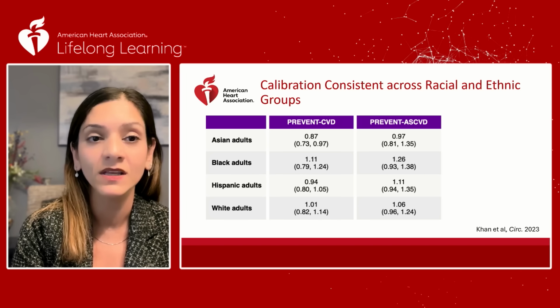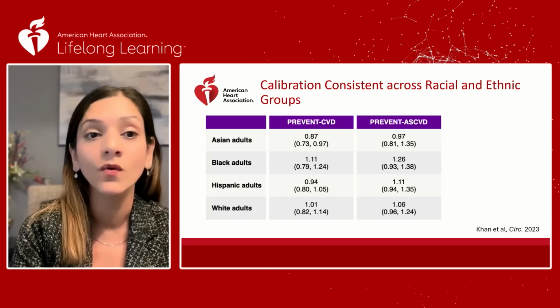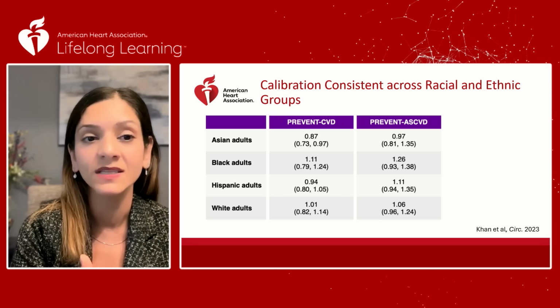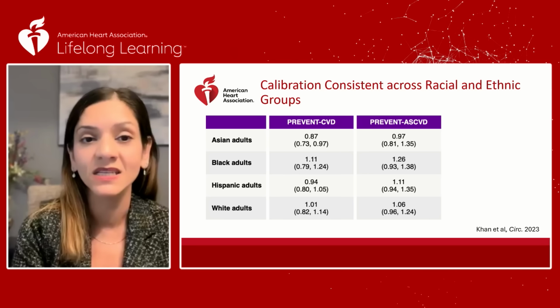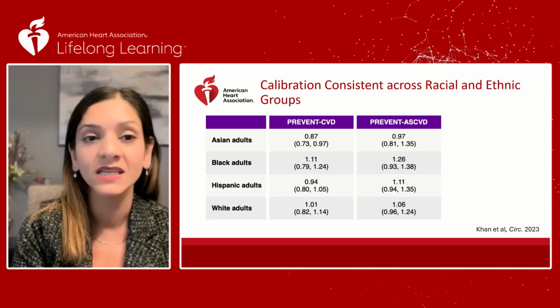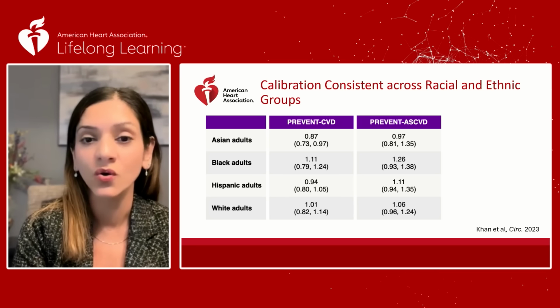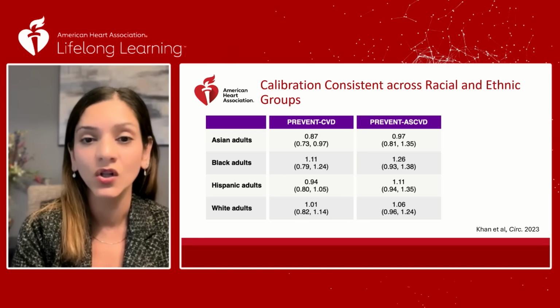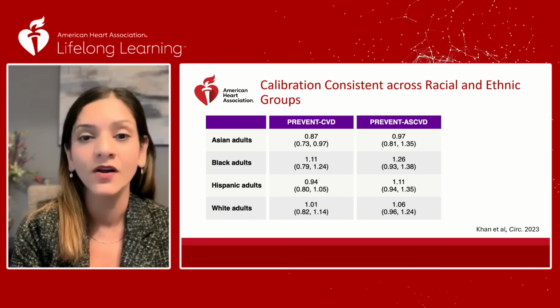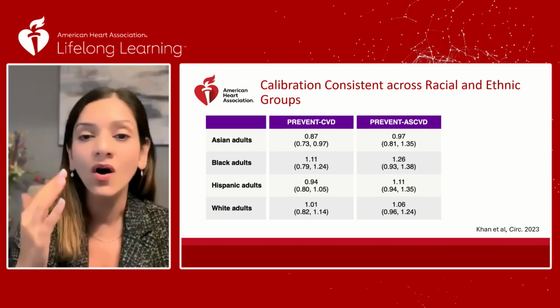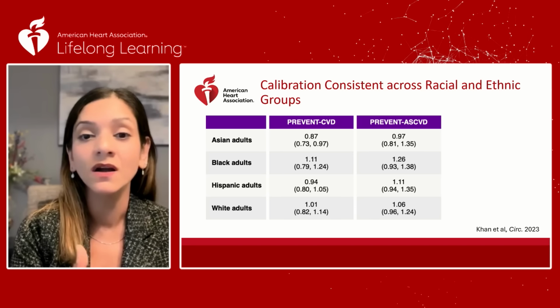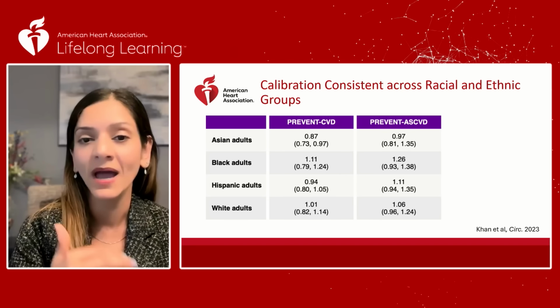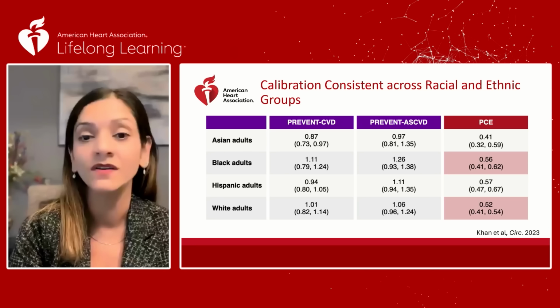You see here the calibration estimates for Asian adults, Black adults, Hispanic adults, and white adults, both for PREVENT CVD and PREVENT ASCVD, the two outcomes being total cardiovascular disease, including atherosclerotic cardiovascular disease, as well as atherosclerotic cardiovascular disease by itself. All of these calibration slopes are near 1. So again, we're matching our predicted with our observed event rates.